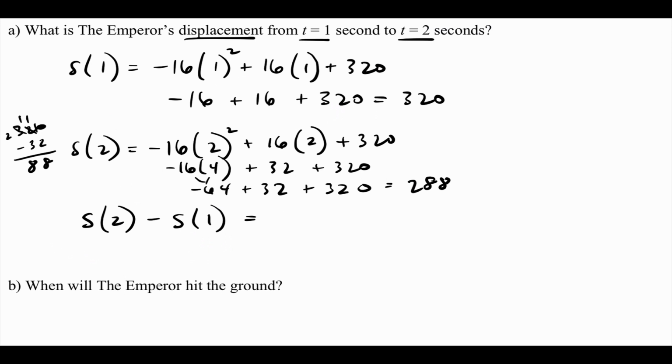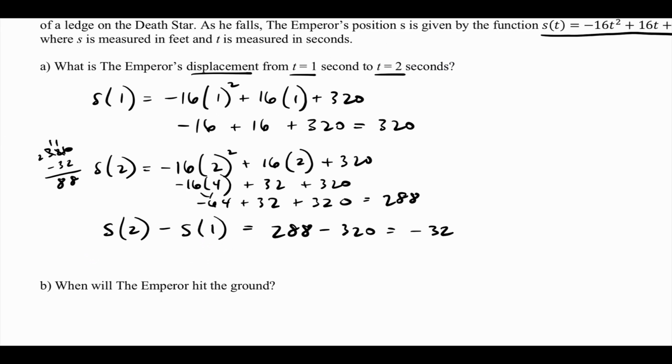Okay. So if I start here and end here, and I want to subtract them, you start with the one where you end up, right? Where am I at here, minus there. So that's how you do it. So 288 minus 320, and that's negative 32. Since it's only distance, feet.